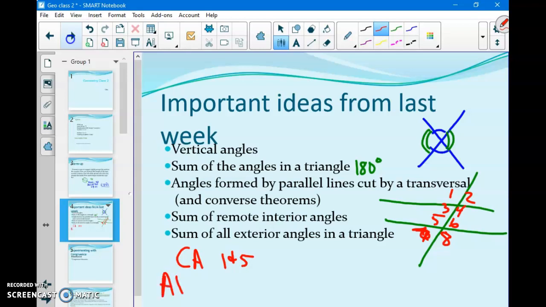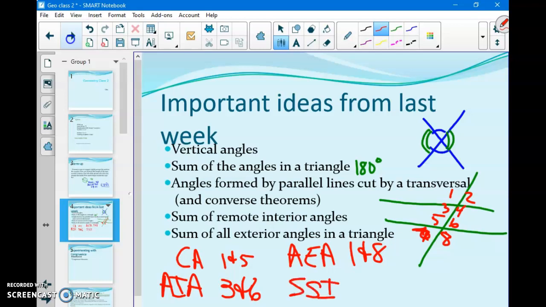We have alternate interior angles. An example of that might be 3 and 6. 4 and 5 also work. We have alternate exterior angles, so 1 and 8 or 2 and 7 would work for that. And then we have same side interior. That might be the 3 and 5, but they're not congruent to each other. They are supplementary.